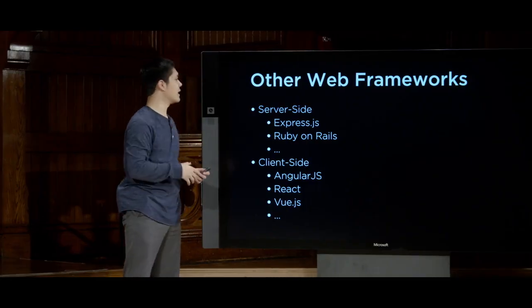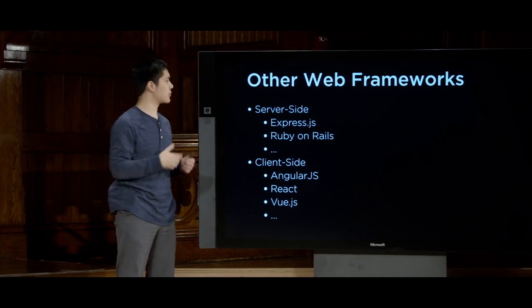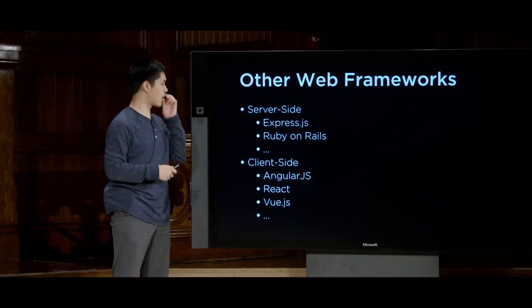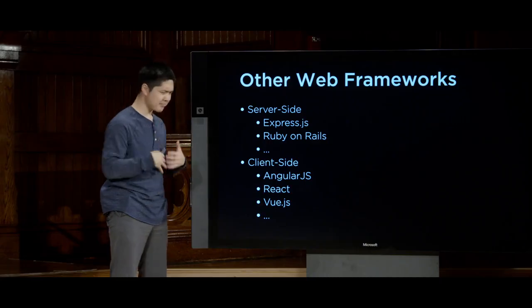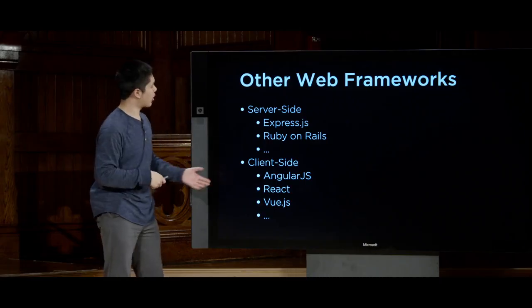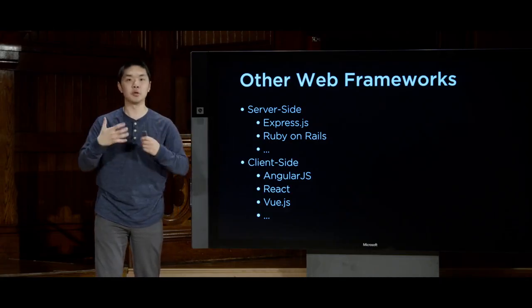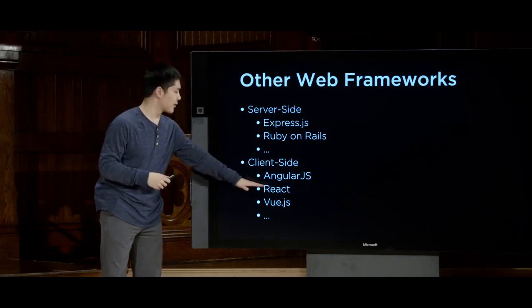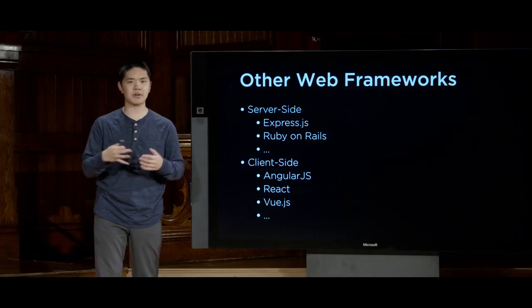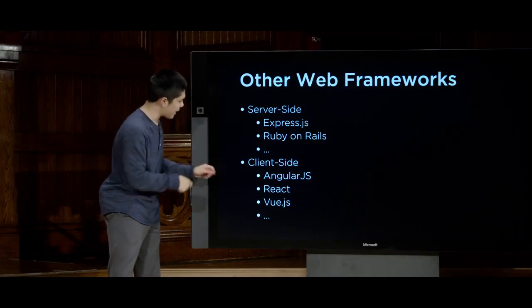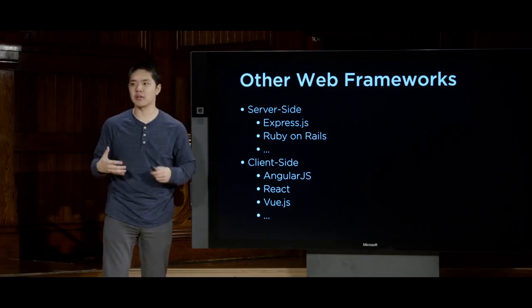Express.js, for example, is a very popular JavaScript framework for building web applications. Ruby on Rails is a popular server-side web framework built using Ruby. And there are many others as well. And there are also client-side frameworks used primarily with JavaScript to be able to build user interfaces. We've seen a little bit of React to build dynamic and interactive user interfaces. Other popular client-side frameworks include AngularJS and Vue.js and a number of others as well.